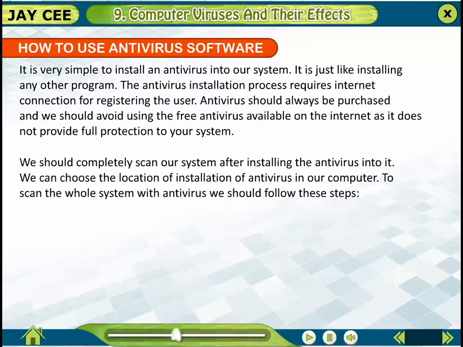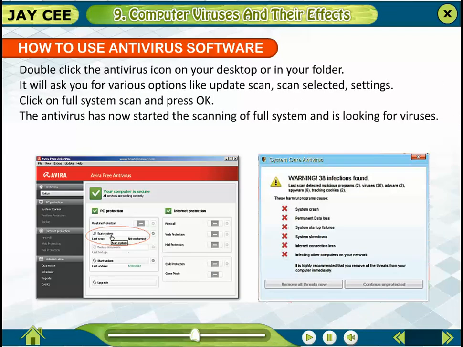We should completely scan our system after installing the antivirus into it. We can choose the location of installation of antivirus in our computer. To scan the whole system with antivirus, we should follow these steps. Double-click the antivirus icon on your desktop or your folder. It will ask you for various options like Update, Scan, Scan Selected, Settings. Click on Full System Scan and press OK.